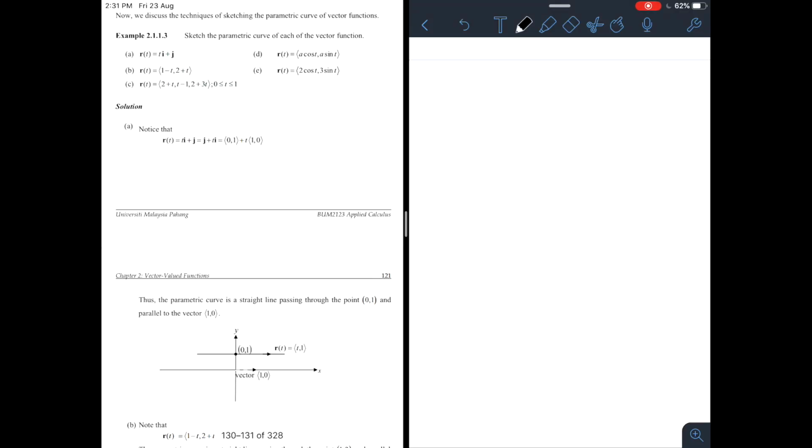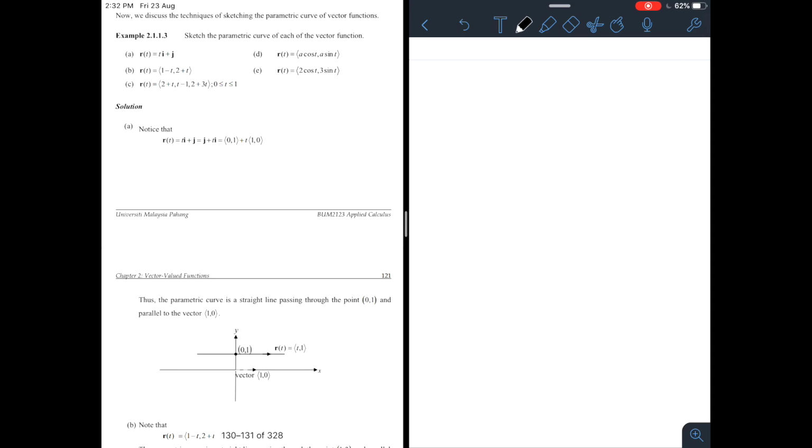Hello everyone. So in the previous videos, you learned how to determine the domain of a vector function, right? So right now we will try to focus on techniques involved to sketch the parametric curve based on the given vector function. In the beginning of Chapter 2, we introduced the definition of vector function. A vector function will produce a parametric curve.